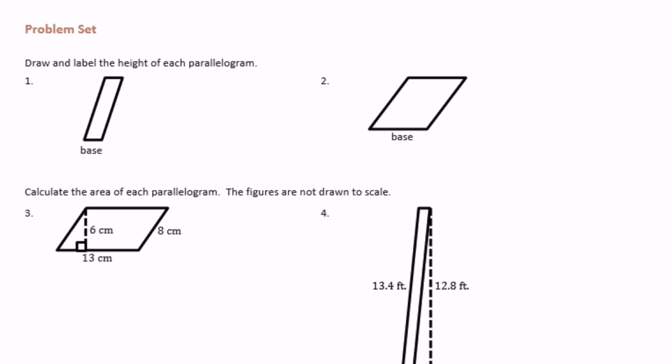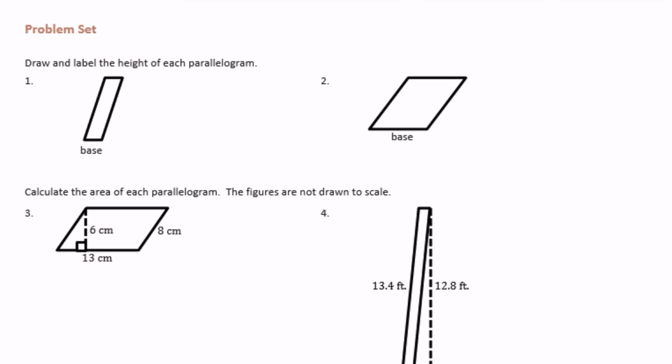Sixth grade, module 5, lesson 1, problem 7. Draw and label the height of each parallelogram. So here we're just drawing and labeling the height. So remember, to find the height, what we're going to do is find a perpendicular line that connects the base to the opposite side of the parallelogram.